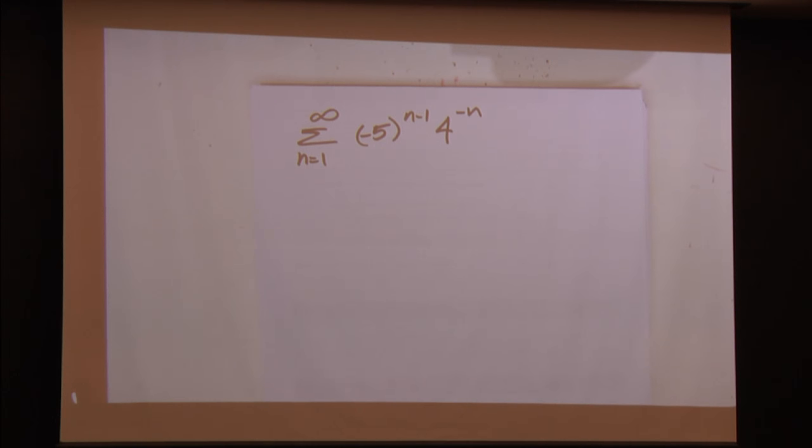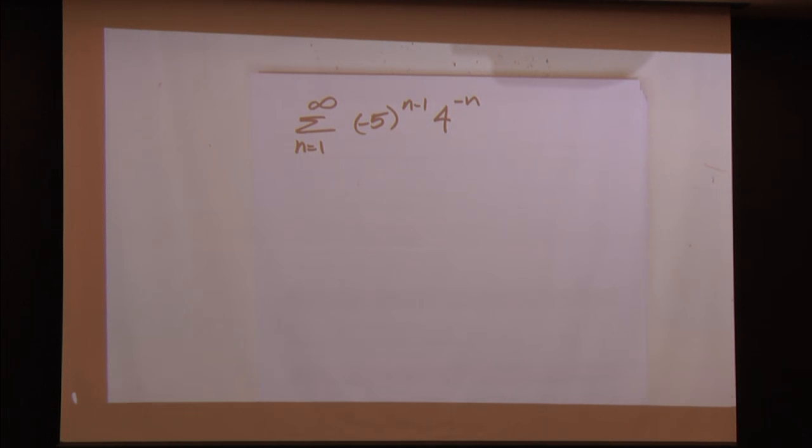This is what kind of series? Geometric. Beautiful. We have a geometric series, which means we have formulas to figure out, right? But first we have to figure out if it converges or diverges. That's not too bad.